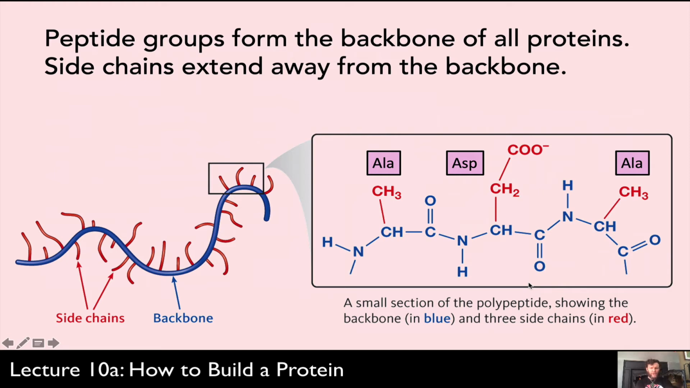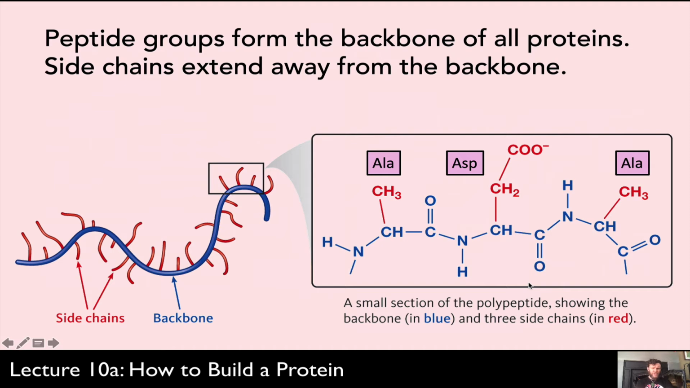These peptide groups are going to form the backbone of all proteins. Any protein that's out there is going to have this NCC, NCC, NCC repeating motif with the peptide bond between the carboxylic acid carbon of one amino acid and the amino group of the subsequent, forming what's called an amide or peptide bond. And then the different side chains can stick out from that backbone.